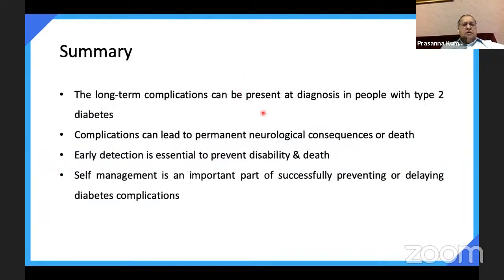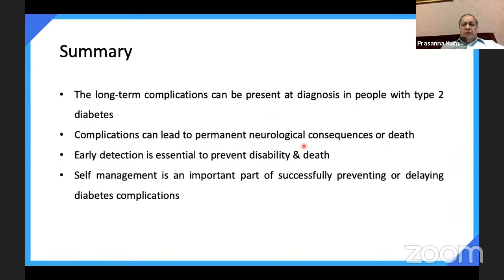To summarize my talk, long-term complications can be present and diagnosed in people with type 2 diabetes. We have published a paper known as CINDI, Complication in Newly Detected Diabetes. So for type 2 diabetics, even at the onset of diabetes, please check for all the complications like retinopathy, nephropathy, peripheral neuritis. Then also get their lipid profile, creatinine, urinary albumin, and repeat these things annually.